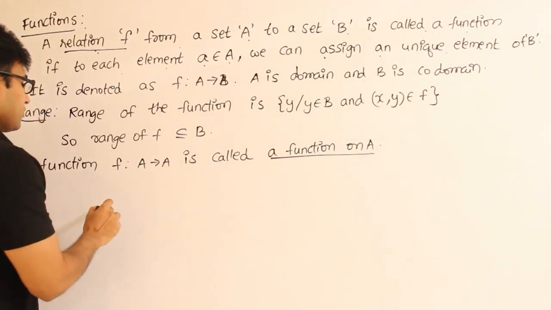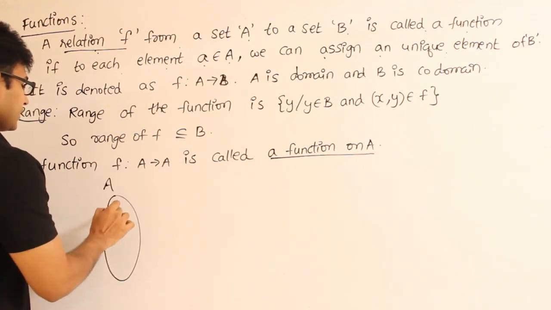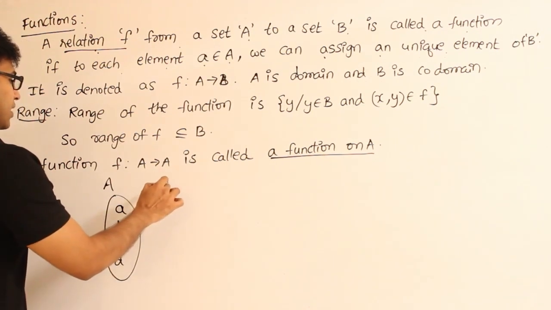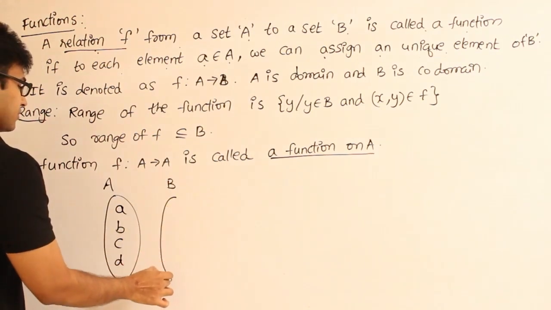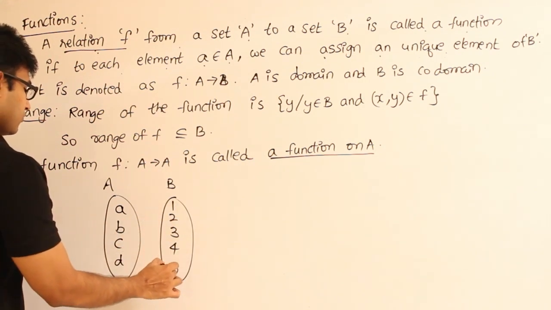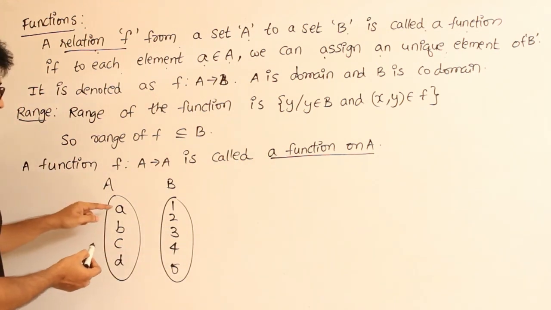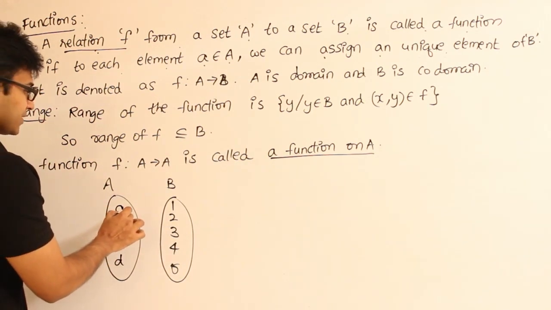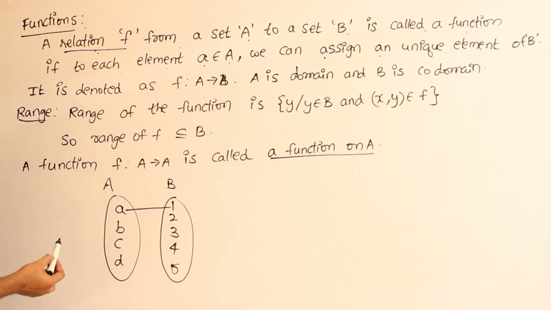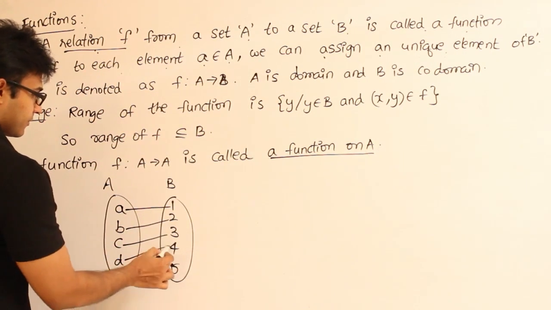Now if we have a set like this, capital A, which is having, let's say, 4 elements a, b, c, d, and you have one set capital B which is having, let's say, 5 elements 1, 2, 3, 4, 5. Now what is a function is, for every element in capital A you should assign exactly one element to capital B. That will be a function. So this will be a function.